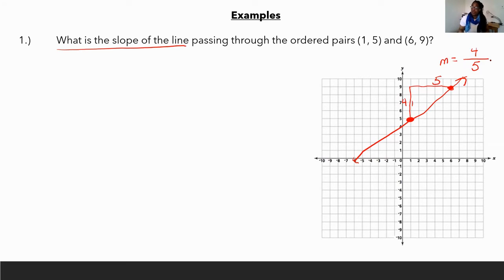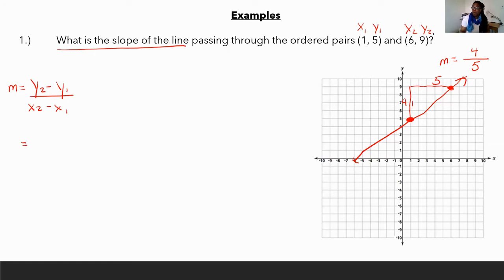Now, if I want to do it algebraically, I'm going to label some things. Since this is my first point, this is going to be my x1, and this will be my y1. The ones represent the x and y values of the first point that I see. For the 6 and 9, this will be my x sub 2, and this will be my y sub 2. The twos represent that these are the x and y coordinates for the second point. So now I'm going to use my formula: y2 minus y1 over x2 minus x1.